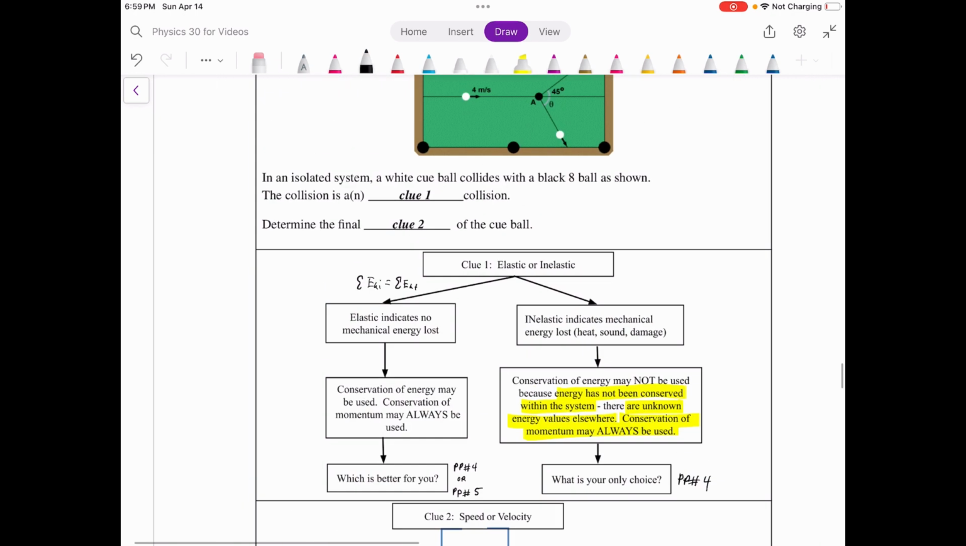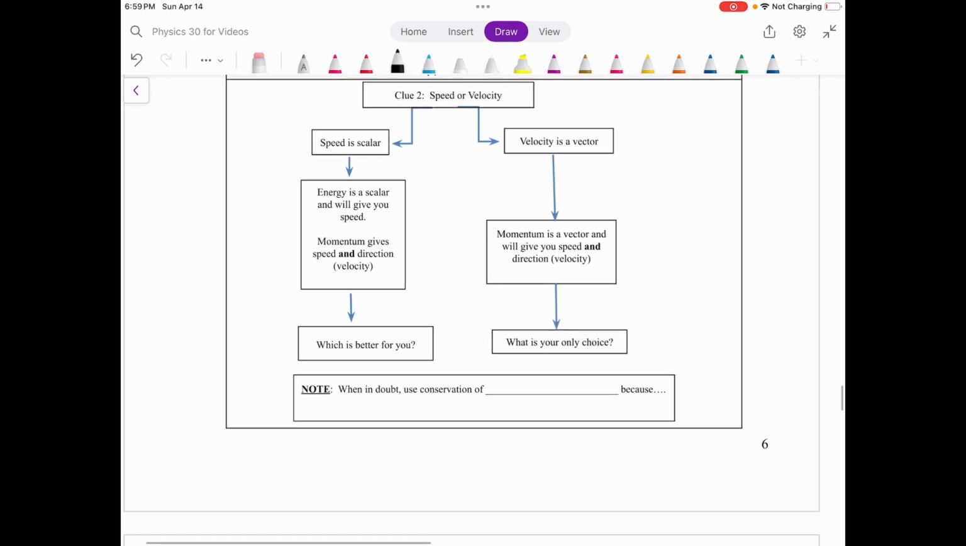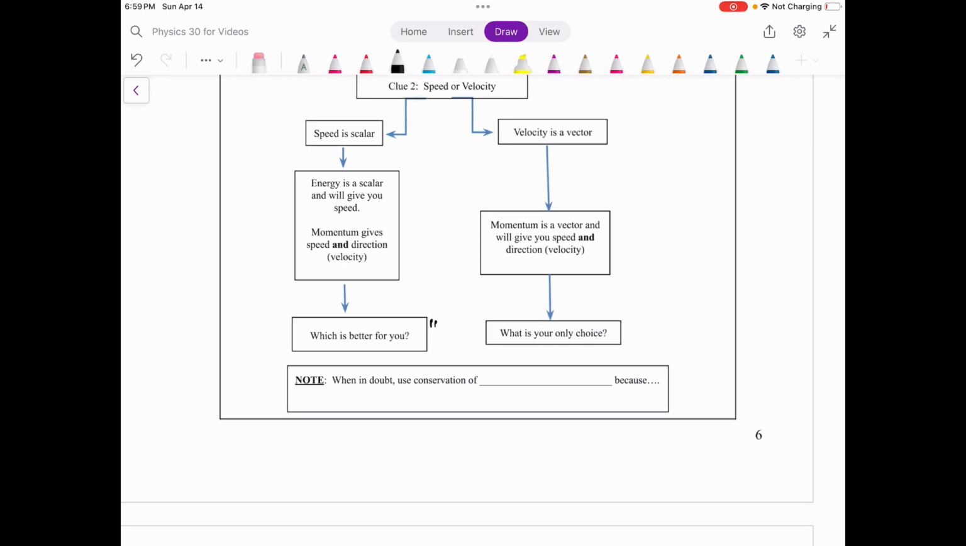So if this says elastic and this says speed, we can get away with using the law of conservation of energy, right? Because we have equations for all the energies before and after, and we don't care about the direction it's moving. We just want to know how fast it's moving. So in this case, if it asked for speed, we'd have our pick. Once again, we could use conservation of momentum or conservation of energy.